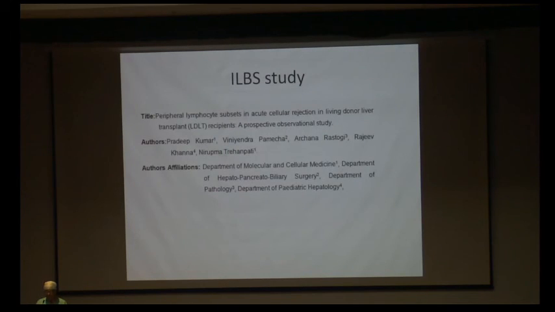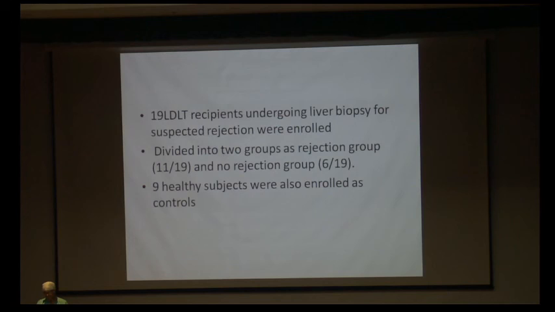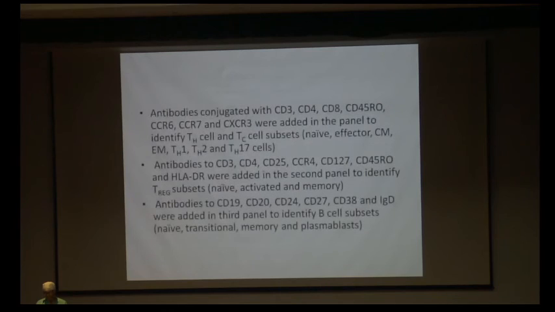So this is one of the studies on immunophenotyping. It deals with rejection. This was done by Dr. Pradeep under guidance of Dr. Nirupama and Dr. Pamecha, and this is under review. Here 19 live donor transplant recipients undergoing liver biopsy for suspected rejection were enrolled, divided into two groups: a rejection group and a no rejection group. 9 healthy subjects were also enrolled as controls. They have done immunophenotyping and have used the usual antibodies to look for multiple T cells and B cells.